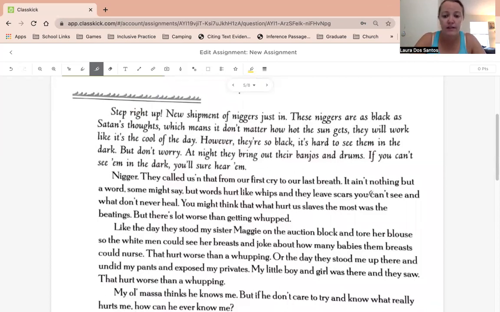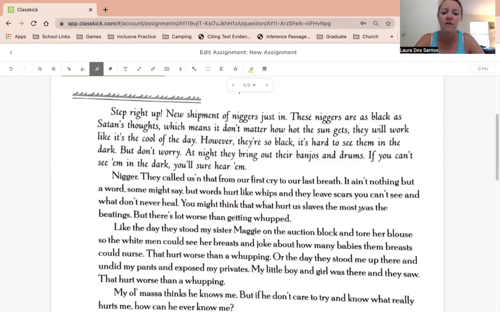So here in this text, it said, they called us that from our first cry to our last breath. It ain't nothing but a word, some might say. But words hurt like whips, and they leave scars you can't see and what don't never heal. You might think that what hurt us slaves the most was the beatings, but there's a lot worse than getting whooped. That is really difficult for students to think of. What could be worse than getting whooped?